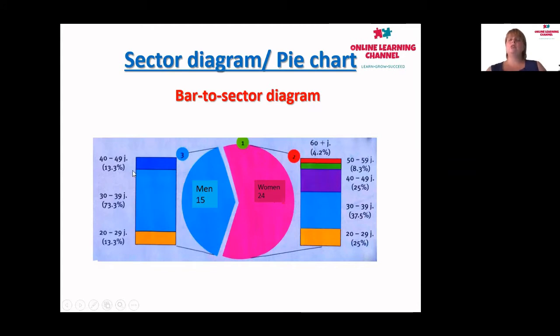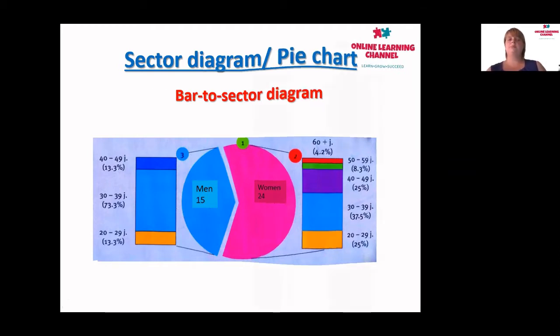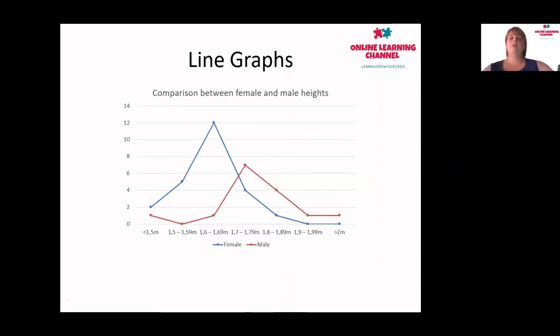This is just another example, but you need to be able to understand what it tells you if I give you this. Let's say the question might be, how many men were there between 30 and 39 years? Then you will say 73.3%. And then this is a line graph.